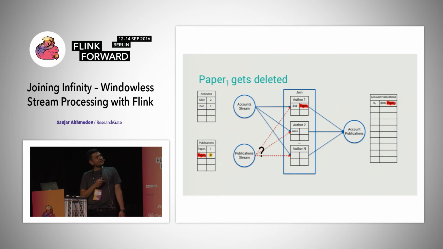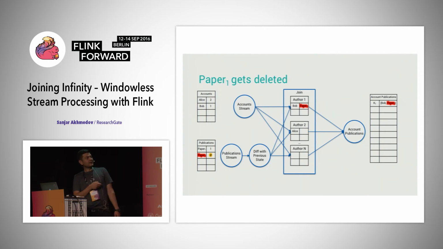So to solve that problem, we have to know the previous value of that key, which essentially requires us to change the job graph. When we receive from the stream, we have to store the previous value. So for every stream we want, we have to have all the previous values for that stream. So we can properly route that delete to the author 1 task, and then it can issue the delete. So we want, in the end, something like this.